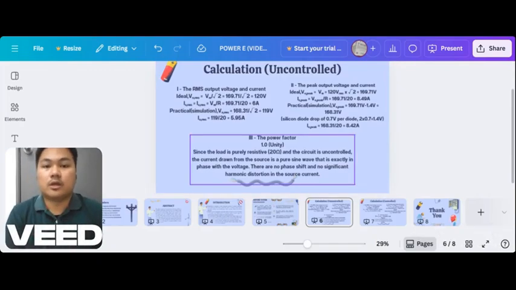So the second one, we calculate for the peak output voltage and current.